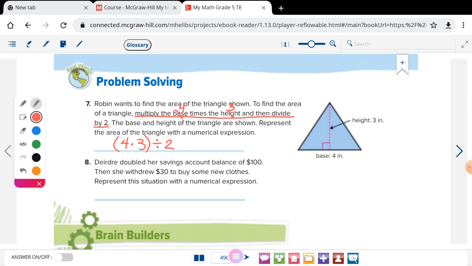Okay, number 8. Deidre doubled her savings account balance of $100. Then she withdrew $30 to buy some new clothes. Represent this situation with a numerical expression. She doubled her savings account balance of $100. Bryson, if I double my savings account, what am I doing to it? Make it go up twice. Okay, so we're multiplying it by 2. So how can I show that first part of my problem?